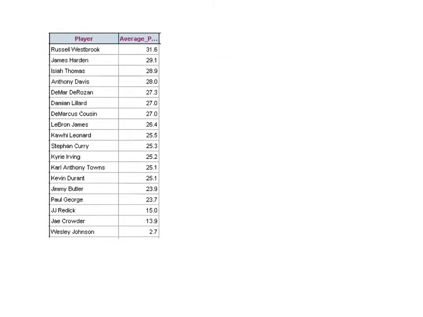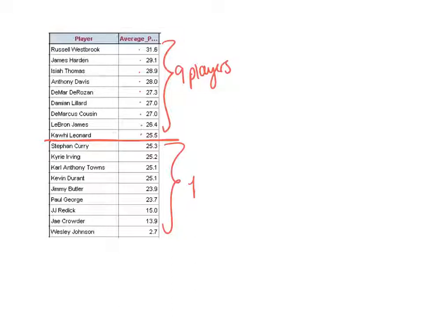So let's take a look again at my basketball players here. You can see the data looks to be in descending order, starting with Russell Westbrook with the highest and Wesley Johnson at the lowest. So I want to see what that median is going to be. I need to know the middle. We already saw there's 18 players here. So I'm going to count to 9. 1, 2, 3, 4, 5, 6, 7, 8, 9. So this should be the exact middle. Notice I've got 9 players above the line and 9 players below the line.